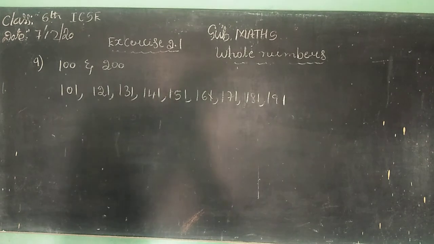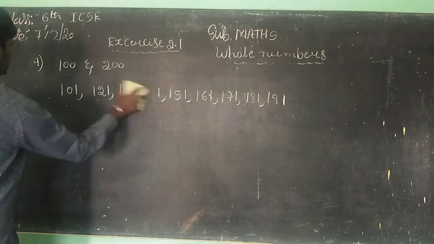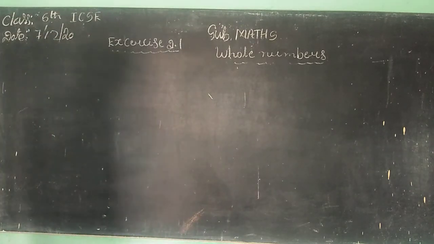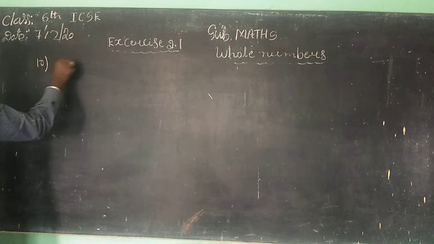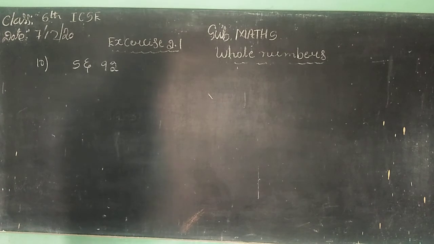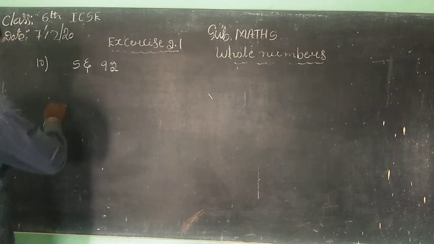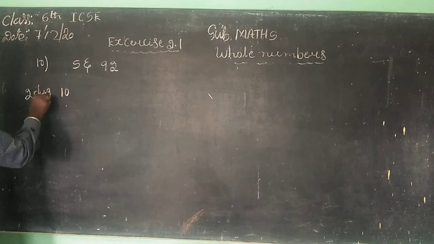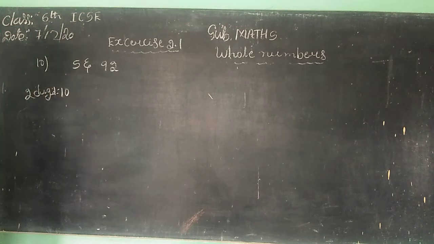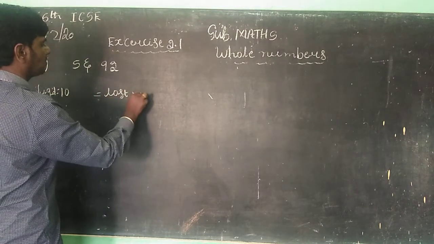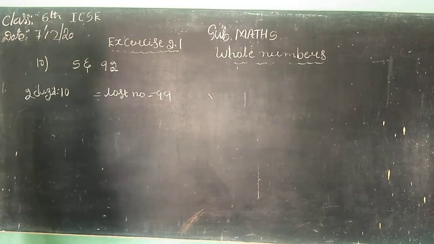Children, now we want to take the 10th one. What is the 10th one? Very simple. How many 2-digit whole numbers are there between 5 and 92? Correct children? So children, you already know that one. The 2-digit numbers between them, you already know. The largest 1-digit number is 9, correct? The 2-digit starting number is 10, children. Already know that one. Then the last number is 99. Correct children?